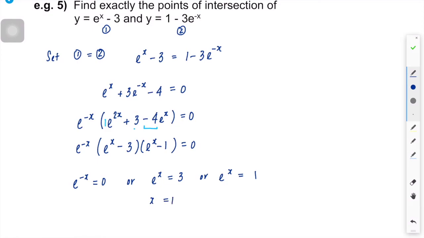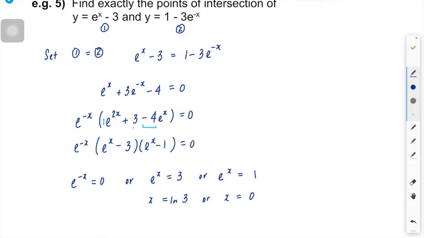x is ln 3, no problem. Or x is ln 0, or ln 1, which is 0. How about here? ln 0 doesn't exist, right? So there's no solution in this part, and therefore you get these two results.